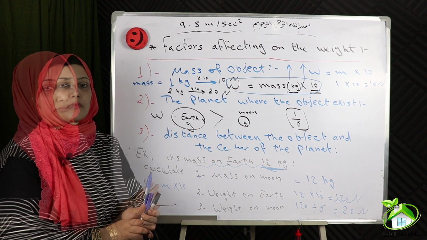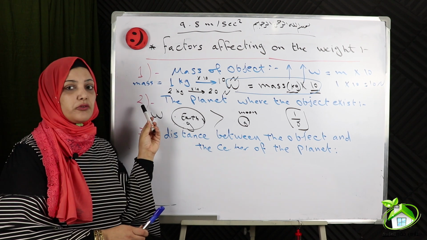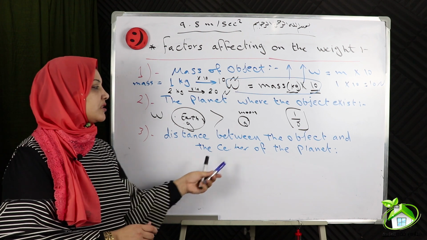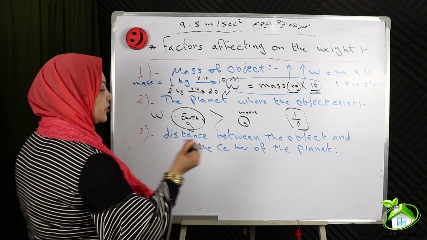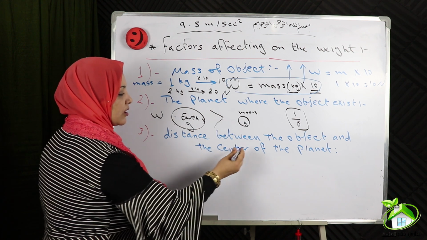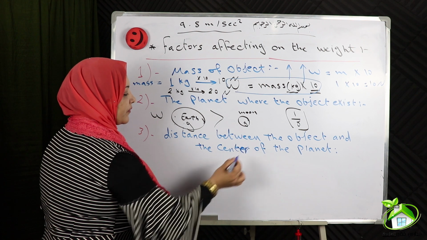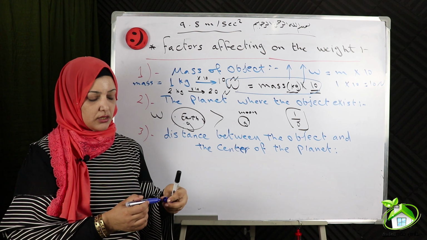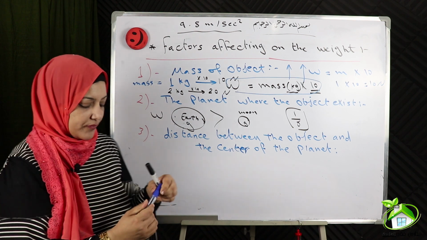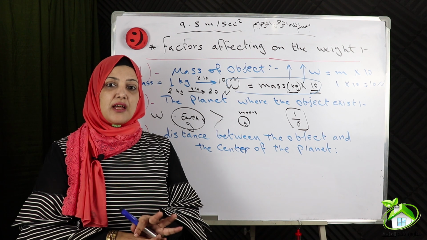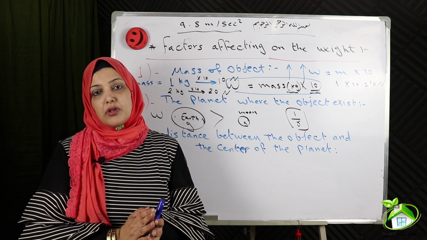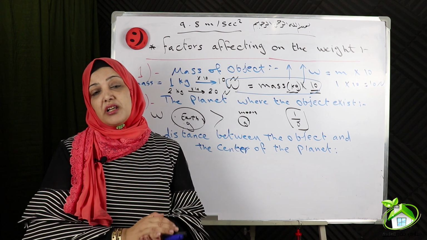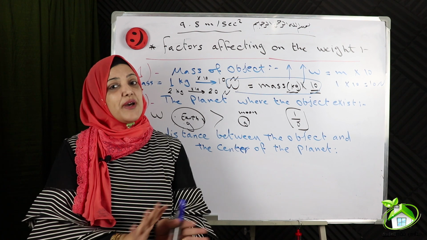Do you understand? We talked about factor number 1 and factor number 2. Now factor number 3: the distance between the object and the center of the planet. What does this mean? It means if you stand on the Earth's surface, now the gravity is the maximum value.